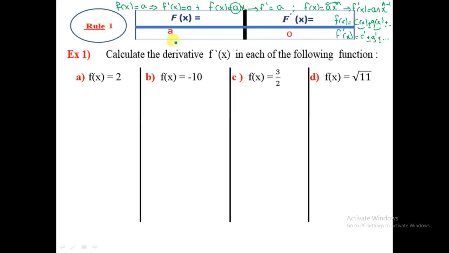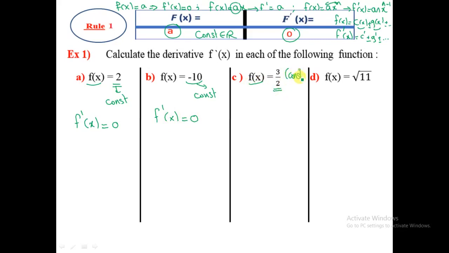By the first rule, rule 1 said, if f of x equals a and a is a constant belonging to the set R, then the derivative is 0. Calculate the derivative f prime of x in each of the following functions. Part A, f of x equals 2 and 2 is constant, then directly the derivative f prime of x is 0. Part B, f of x equals minus 10 and minus 10 is constant, then the derivative f prime of x is 0. Part C, f of x equals 3 over 2 and 3 over 2 is constant, then the derivative f prime of x is 0. And part D, f of x equals radical 11 and radical 11 is constant, then the derivative is 0. So f prime of x will be 0.